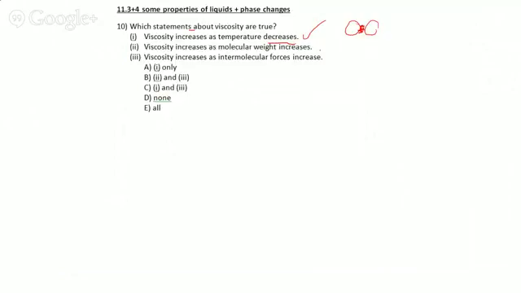Viscosity increases as molecular weight increases is also true, because as the weight goes up, the attractive forces go up too, right? They're more polarizable, which means they're going to have stronger interactions. They're going to be held together more strongly, which is going to increase viscosity. It's going to be harder to move them apart.